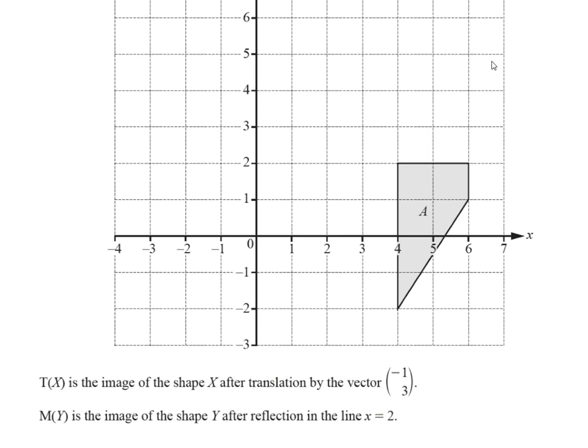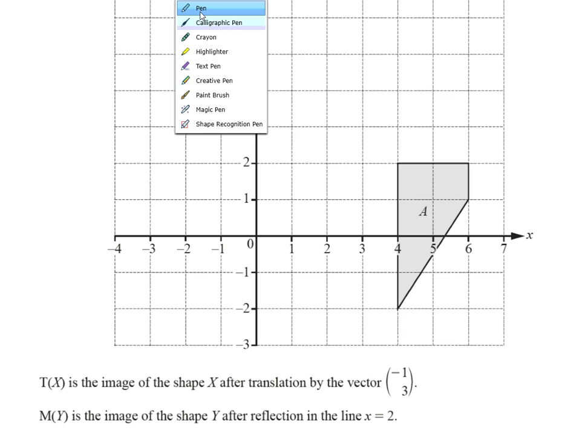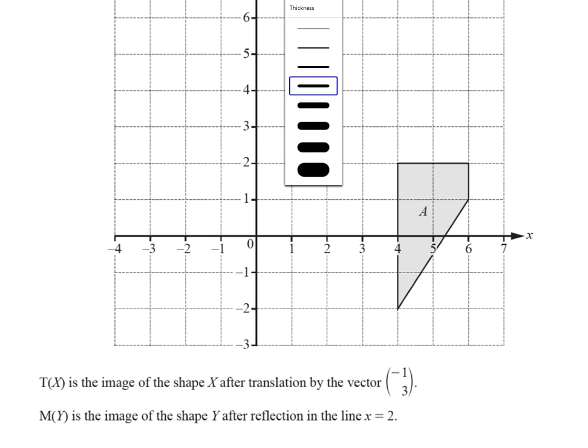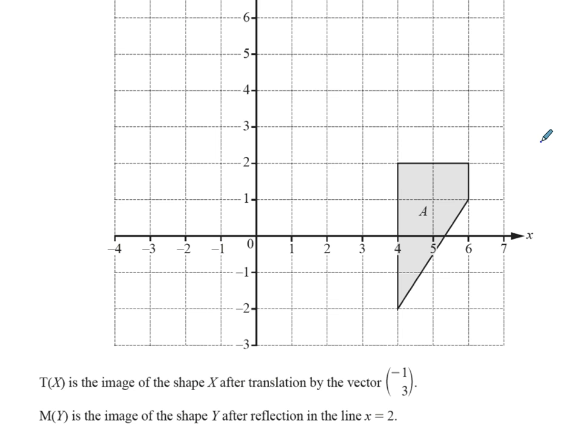and we're told that T(X) is the image of the shape X after translation by the vector (-1, 3). What that means is any object, if it undergoes the transformation T, that transformation is a translation by the vector (-1, 3). Okay, that's what that means there. Then it tells us that M(Y) is the image of the shape Y after reflection in the line x = 2. So T is a transformation of some object by translating it by the vector (-1, 3), and M represents the reflection of an object in the line x = 2.